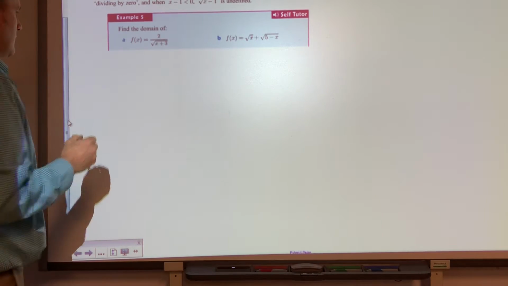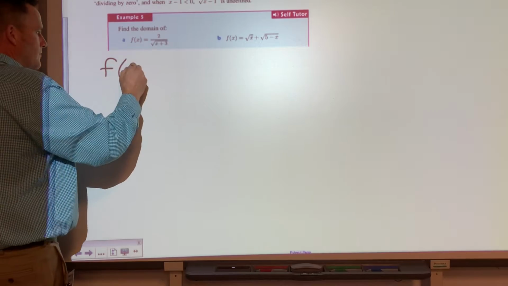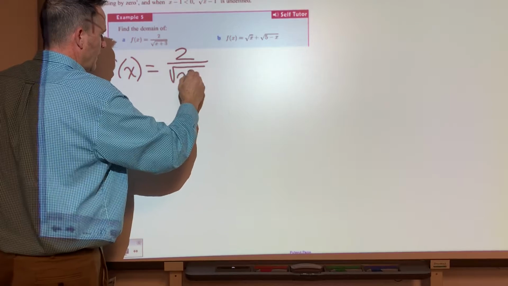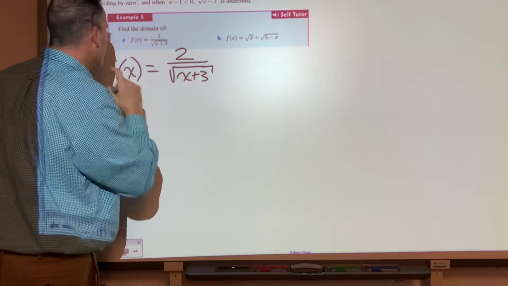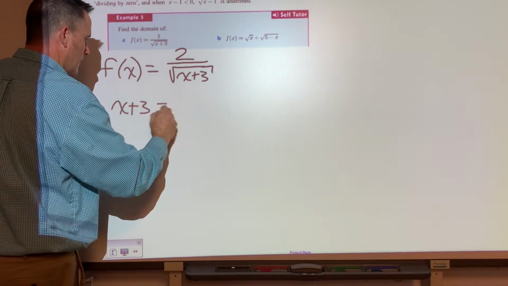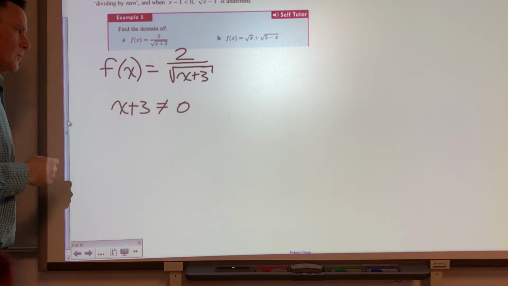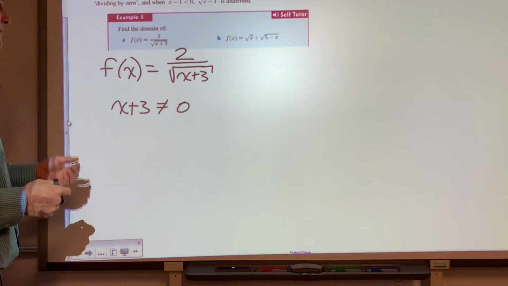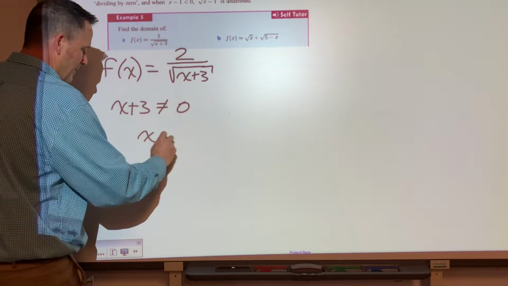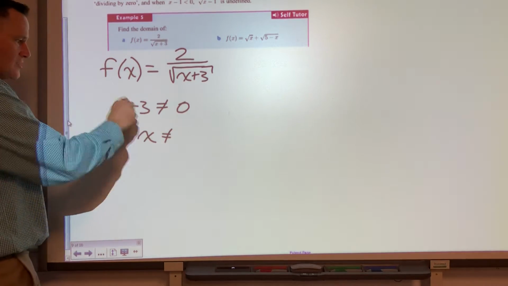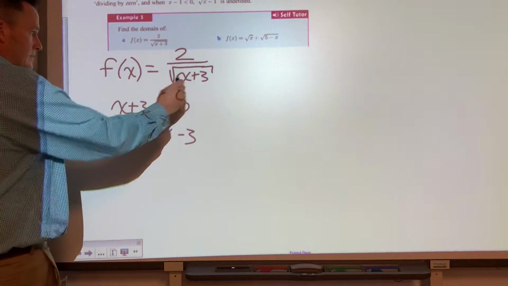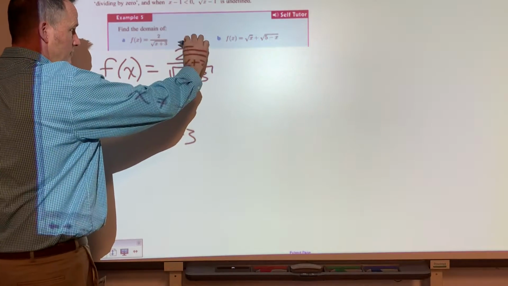So find the domain. If we have this function, we've talked about domain already, but what we're looking for is the limitations. I've got x plus 3. The first thing is x plus 3 cannot equal 0, because we're not going to be able to graph that. 2 divided by 0 is undefined. So x cannot equal, I work this just like a regular equation, negative 3. Because negative 3 plus 3 makes 0, and that gives me 2 divided by 0.